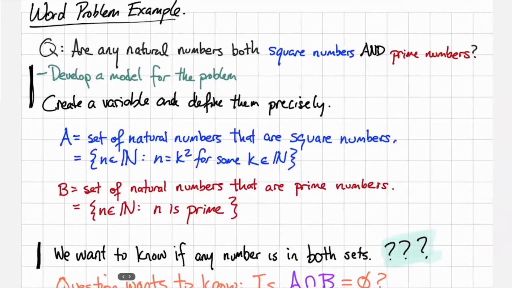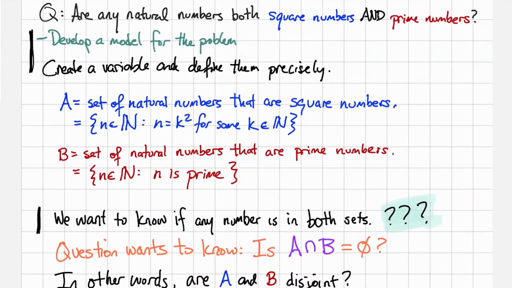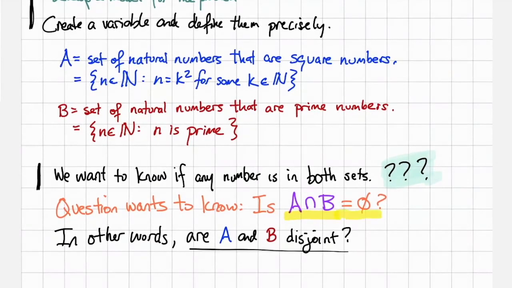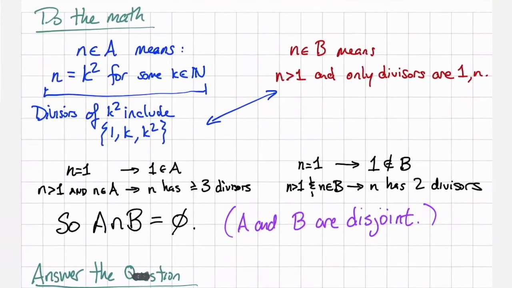So if we head back to our question about square numbers and prime numbers, what we want to know is, are there any elements in A intersect B? Is that set the empty set, or does it have at least one element in it? This question, is A intersect B equal to the empty set, is the same as asking, are A and B disjoint as sets? Now that we've fully taken our question and put it into mathematical language, now we have to do the math.